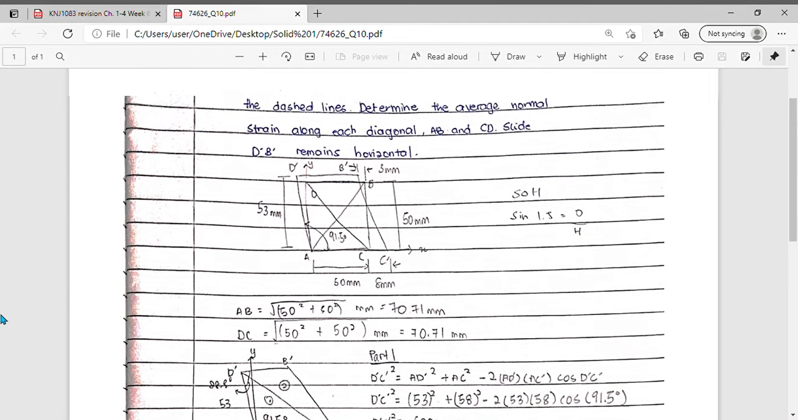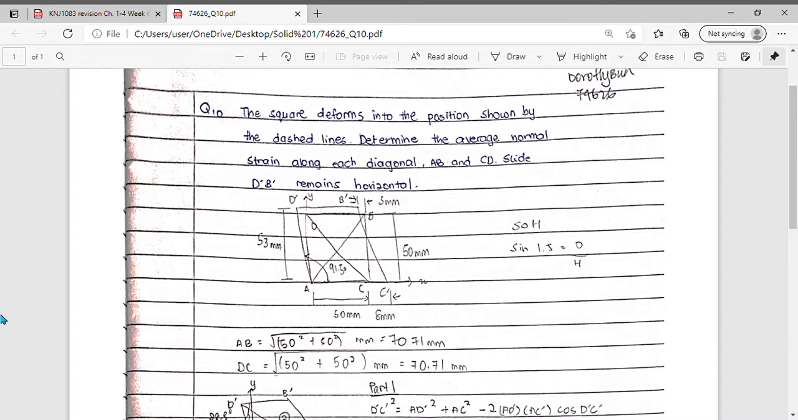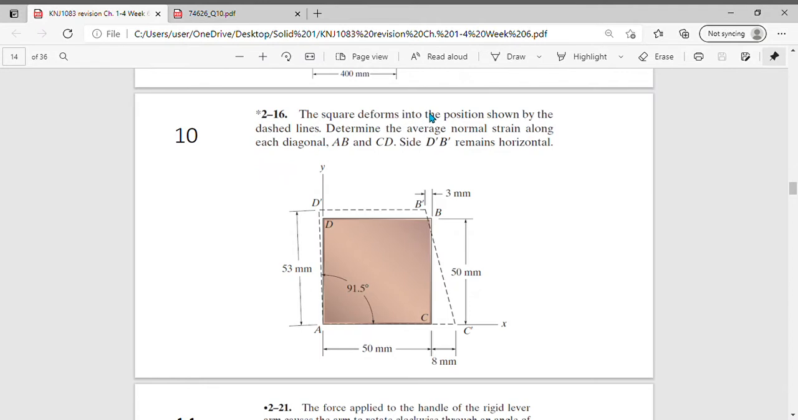Okay, hello. So today I would like to explain how I got my answers for question number 10. Let me read the question first. The square deforms into the position shown by the dashed lines. Determine the average normal strain along each diagonal AB and CD. Side D prime and B prime remains horizontal.